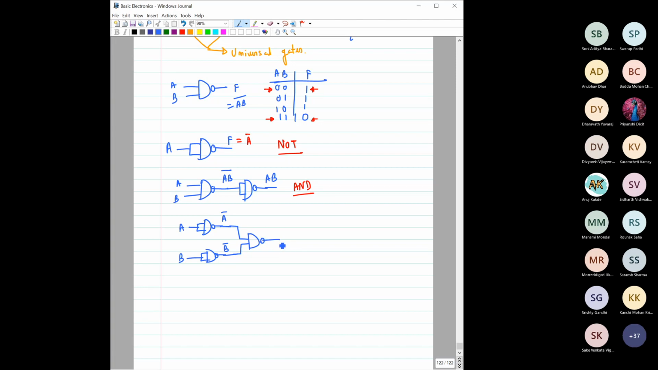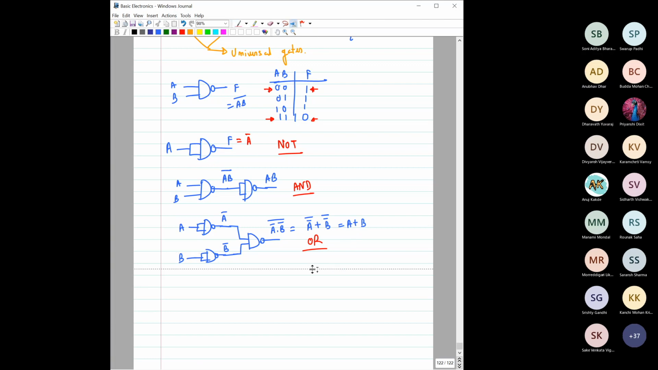Now can you tell me what will be the output here? So again, let us do it. Basically the input is A bar and B bar, so it is A bar dot B bar. Then this is a NAND gate, so it will be whole bar. It is basically a two-input AND operation and then whole bar. Now we know De Morgan's, so it will be A bar whole bar plus B bar whole bar, so it is basically A plus B. Then please check, is it not the OR operation? Yes, sir.